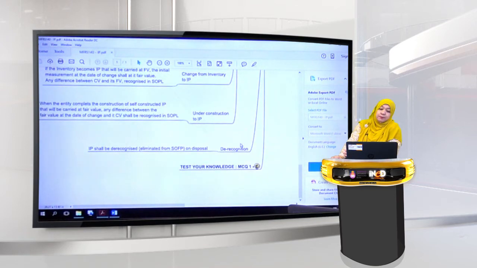Now, when we dispose of our investment property, what we need to do is de-recognize our investment property. So we need to eliminate it from the statement of financial position where the IP was placed. We have to take it out once we have decided to dispose. That is, we de-recognize the investment property from our books of accounts.